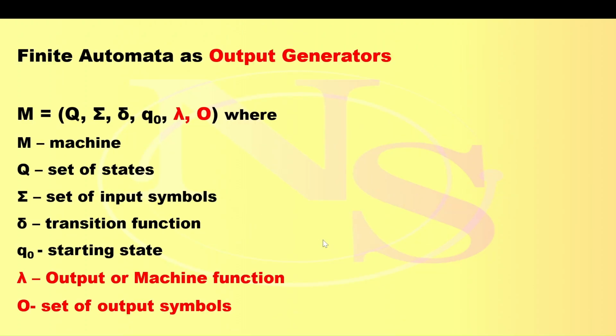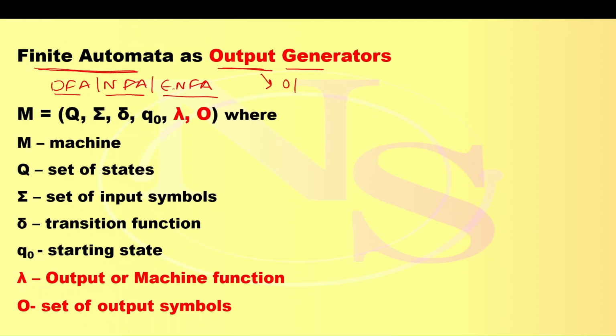Hi everyone. Here we will learn the concept of finite automata as output generators. Before this we have seen the concept of finite automata as language recognizer, in terms of DFA, NFA, or epsilon NFA. These are language recognizers, meaning if any language is to be accepted, for that we can design a DFA, NFA or epsilon NFA. In this case we are not going to recognize the language, and that's why it is called output generators, because these kinds of automata are going to generate output.